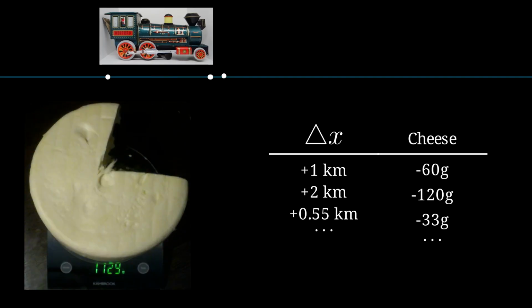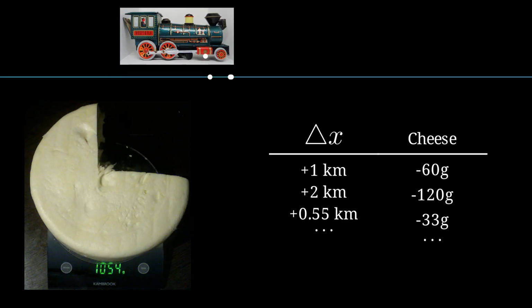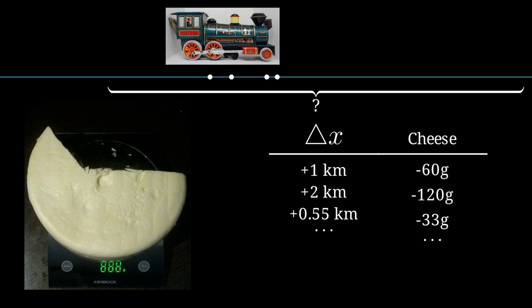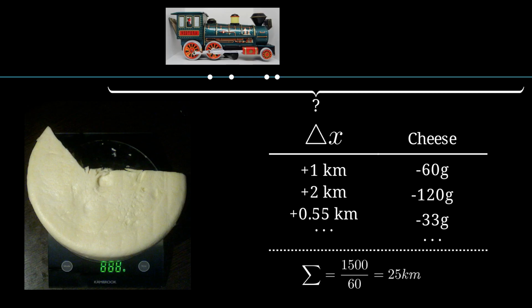This proportionality strictly holds along the whole motion. How long is the distance the train can go from the initial point? Any junior school student will answer: 1,500 divided by 60 is 25 kilometers. Of course you guessed, this cheese is exactly our s function.